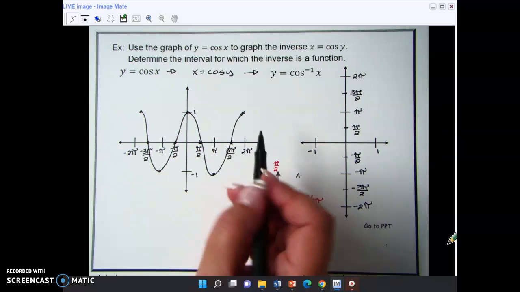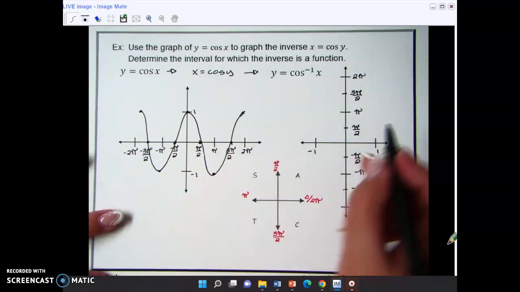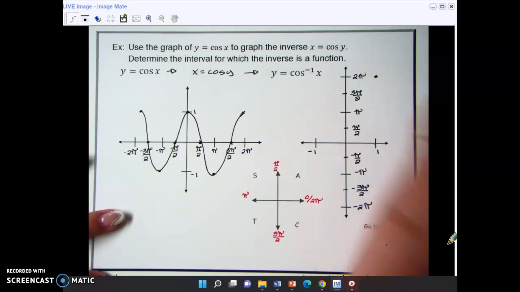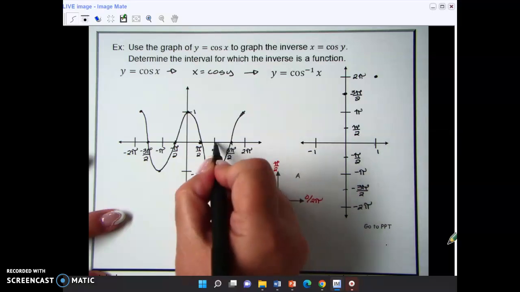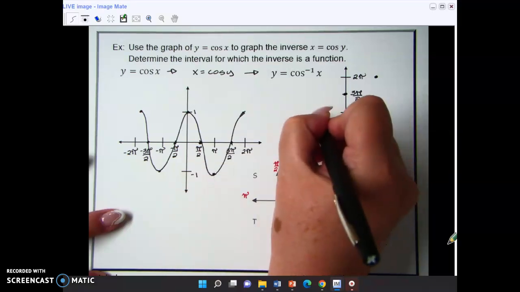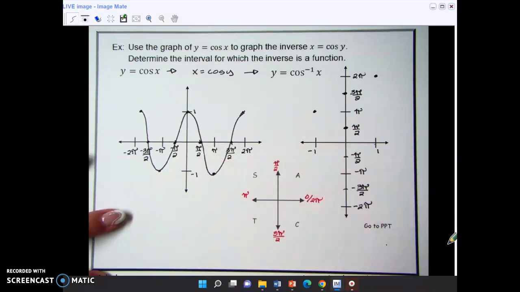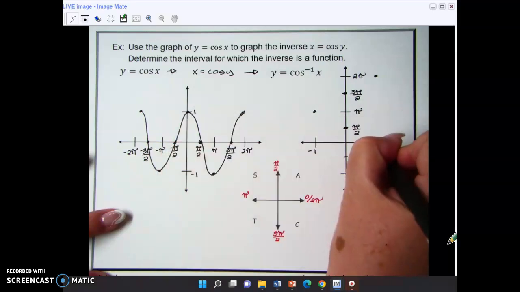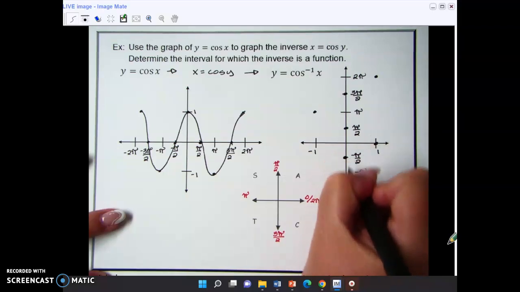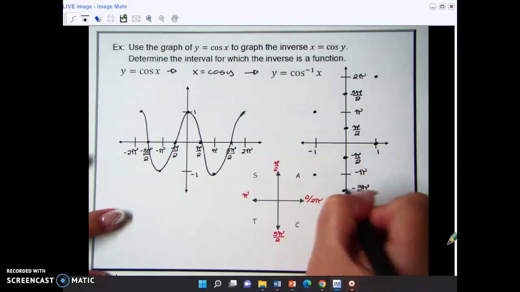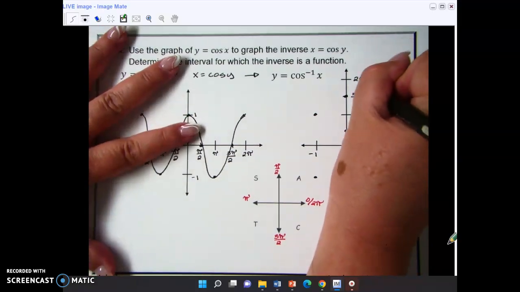Okay, so I'm going to take this value of 2 pi comma 1, and I'm going to switch the x and the y. So that becomes 1 comma 2 pi. And then 3 pi over 2 comma 0 becomes 0 comma 3 pi over 2. Pi comma negative 1 becomes negative 1 comma pi. Pi over 2 comma 0 becomes 0 comma pi over 2. And then 0 comma 1 becomes 1 comma 0. So you can see that it's doing this zigzag format. So if I keep that going, just using the pattern, or you could go back to the graph and switch the x's and the y's, we would get points that look like this.